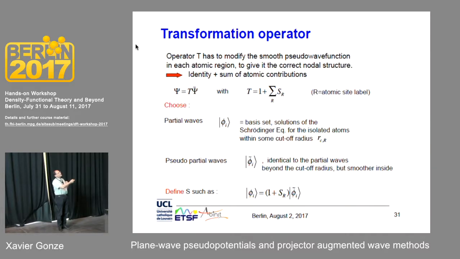One takes partial waves, solutions of the Schrödinger equation for the isolated atom in the full potential. One takes also pseudo-partial waves that will replace these partial waves. You see, smoother inside the cutoff. And the trick is that we define S such that 1 plus S_R applied on the pseudo partial wave gives the full partial wave. So we have defined a way to go from the pseudo to the all-electron spaces.